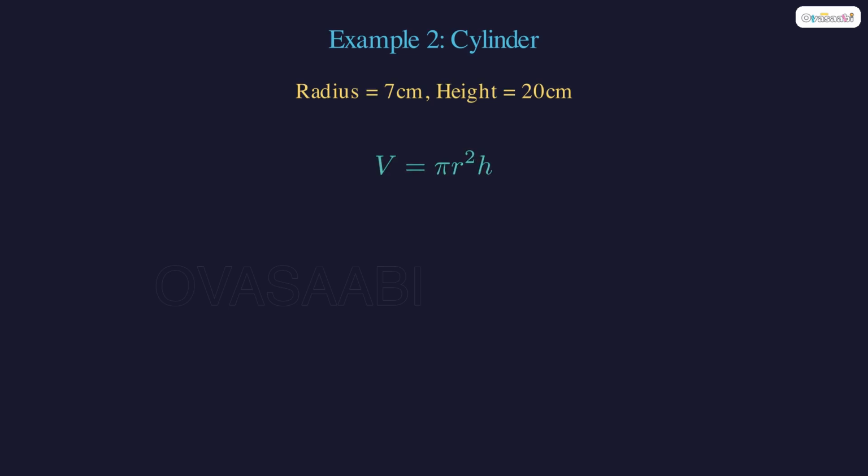Example 2. A water tank has radius 7 cm and height 20 cm. Use the formula V equals pi r squared h.